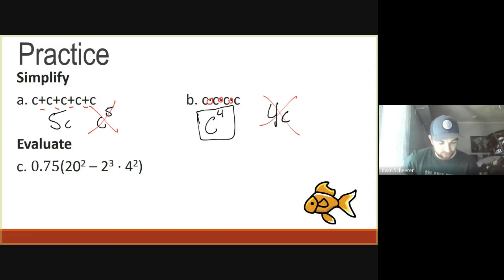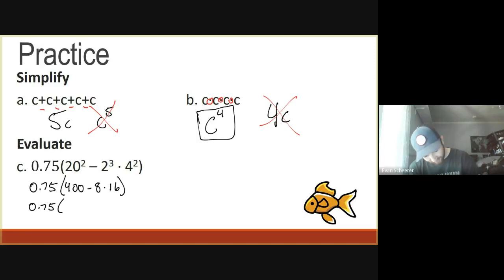0.75 times 20 squared minus 2 cubed times 4 squared. So first we need to do exponents and parentheses, right? So there's going to be 0.75 times 20 squared. 20 times 20 is 400 minus 2 cubed is 8 times 4 squared. 4 times 4 is 16. So that's 0.75 times 400 minus, well, 8 times 16 is going to be 128, right?